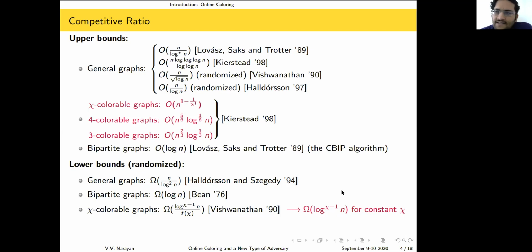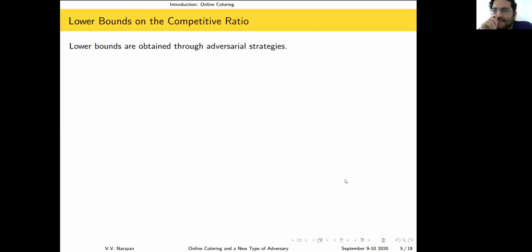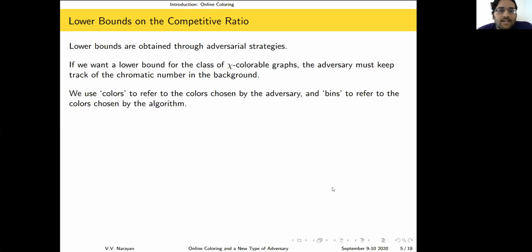So we want to try to understand why there is this gap, where the gap comes from, how the lower bound techniques work, and whether there are any limitations. Nearly all lower bounds for online coloring are obtained through an adversarial strategy, where you present an adversary that's able to observe the algorithm's coloring and adversarially construct the future of the graph, so that for every algorithm, it forces the algorithm to use extra colors. So if you want a lower bound specifically for the class of chi-colorable graphs, then the adversary must keep track of the chromatic number in the background, because it needs to produce a chi-colorable graph while forcing the algorithm to use more than chi colors.